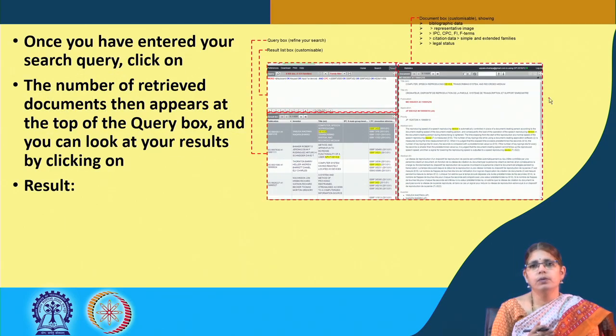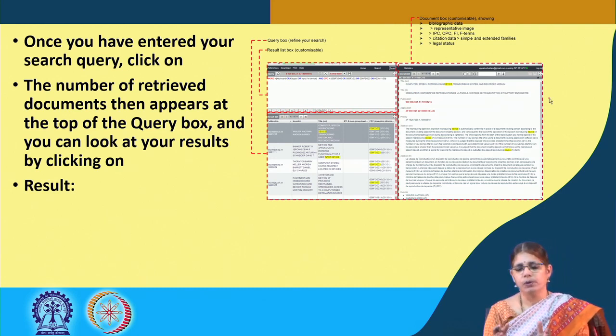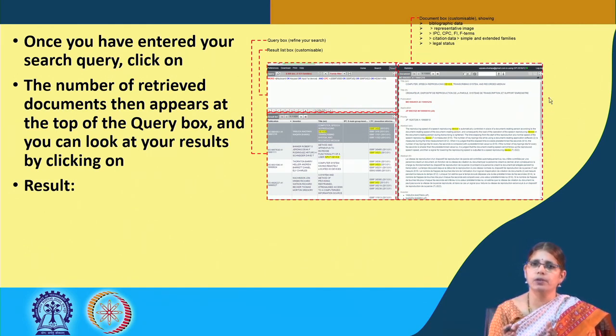So once you click on the results option, the result list box comes up. This is a very customizable window which provides you information which is highlighted in relation to the search term. So wherever the search term or the classification code comes up, you can see that it is highlighted. Now one can click on each individual result to get the further information in relation to that particular result.